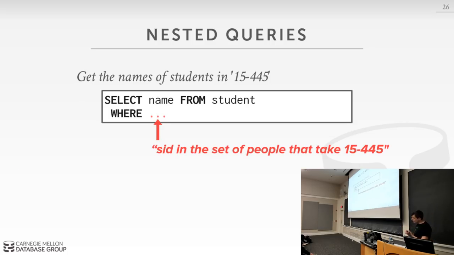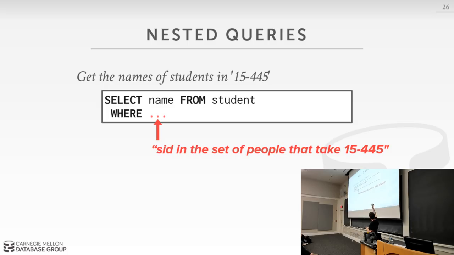So the first example we want to do is maybe we want to get the names of all the students that are enrolled in 15445. The way to construct a nested query, I think it's always important to start with the outer query and think about what's the actual answer you want to produce. Like what are the actual attributes you want to see? And then you worry about how you're going to filter them and get what you want. So for the outer query, we know that we want the name from the student table, and where we get those values, we'll figure it out.